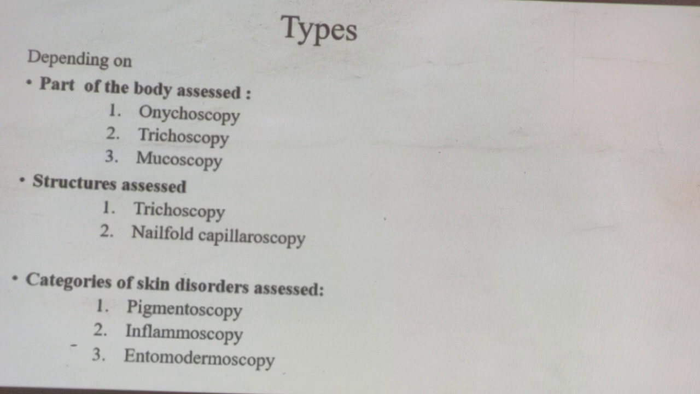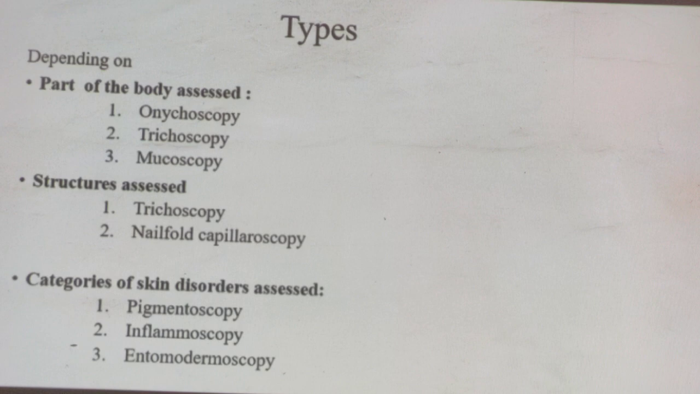Coming to the types of dermoscope. Dermoscope can be classified depending on various criteria. Based on the part of the body assessed, it can be onychoscopy, trichoscopy or mucoscopy. Onychoscopy for nails, trichoscopy for hair and mucoscopy for mucosal lesions.